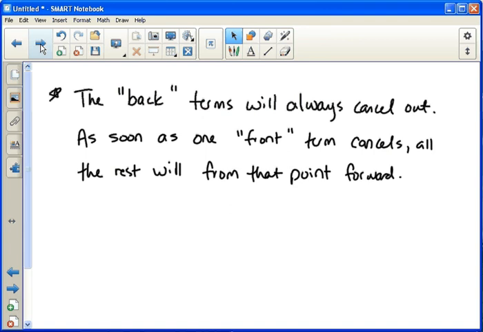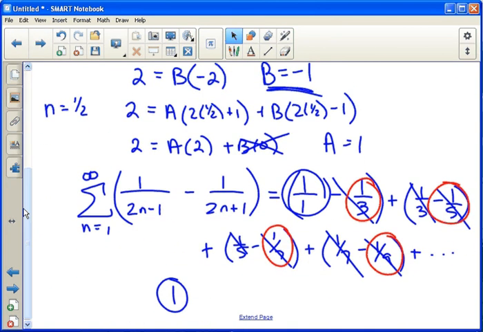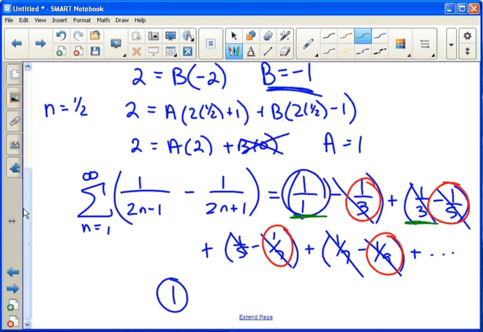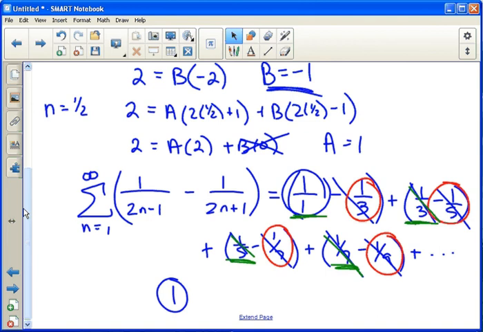If you look back here at the front terms I had, I'll underline them in green. The 1 stuck around, but the 1/3 got canceled, and then everything after that got canceled as well. So the back terms will always cancel out, and as soon as one front term cancels, all the front terms from that point on will cancel. That's an important thing to remember when you're expanding.